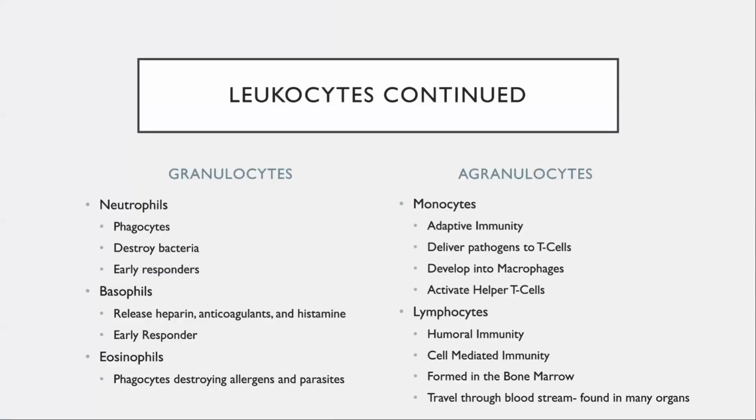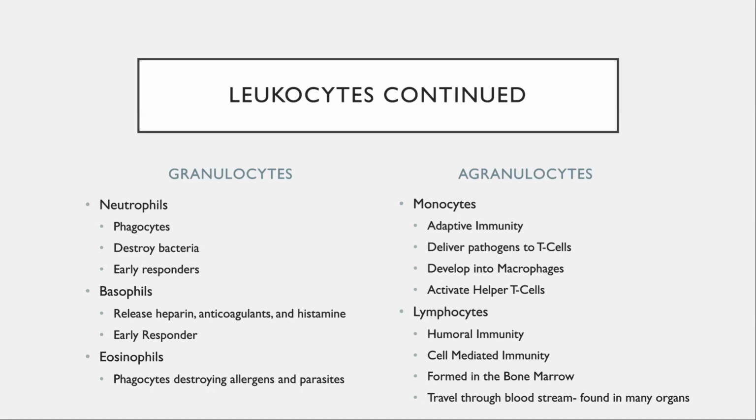As I mentioned, our granulocytes include neutrophils. And the purpose of a neutrophil cell is to phagocytize foreign particles to destroy bacteria. And they're one of the first responders on the scene. Our basophils release heparin, anticoagulants, and histamine to help with that immune response. And they're also considered an early responder. And then eosinophils phagocytize, destroying allergens and parasites.